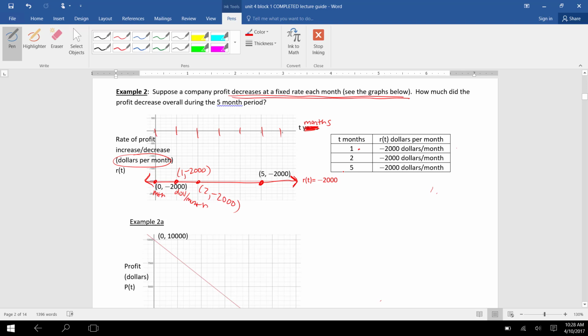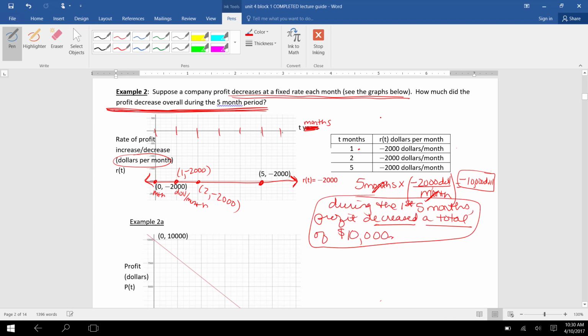So our question is, what happens to the profit during the first 5 months, during that first 5-month period? So again, if I were to ask you during month 0 through month 5, what happened to the profit overall? Well, you might logically just say, well, we take 5 months times a decrease of $2,000 per month, which would equal negative $10,000 total. We're not saying profit is negative 10,000. We're saying during that first 5-month period, profit decreased a total of $10,000.